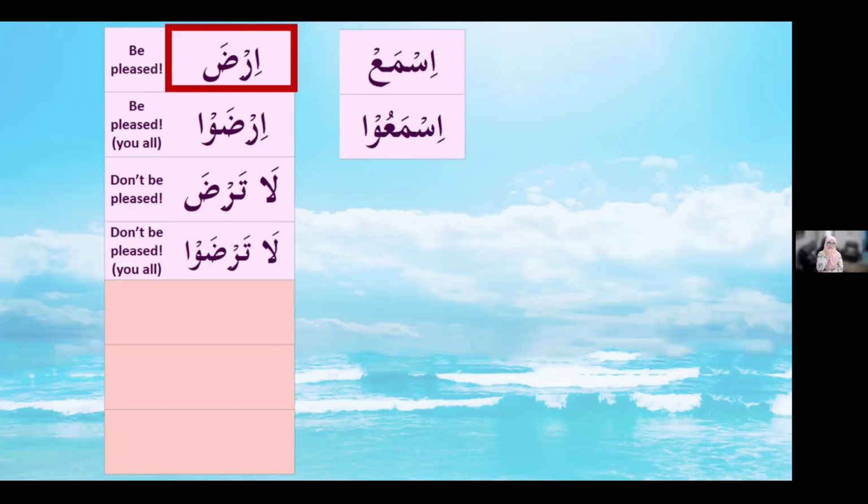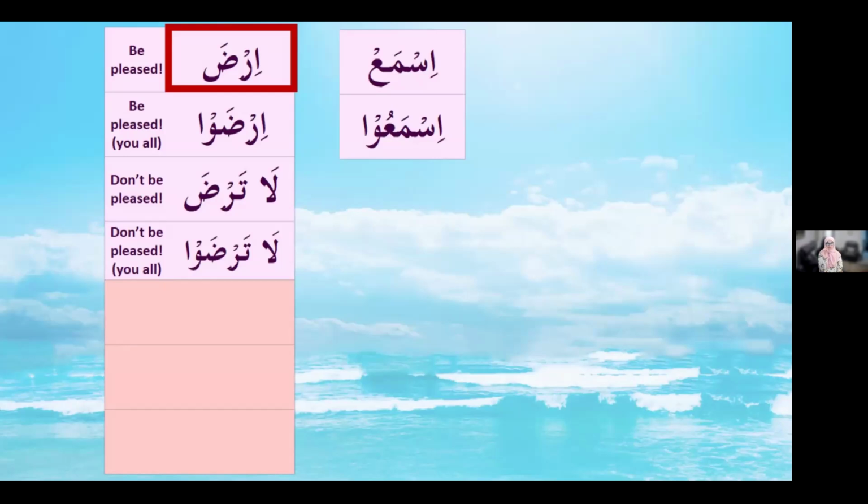So this is also something to be noted over here. This doesn't become irdu because there's a fatha. Irdau cannot be, so it's just irdau. Okay? So da'a, da'u. So irda, irdau. Same concept is applied over here. Irda, irdau, la tarda, la tardau. Same. Now it's easy.